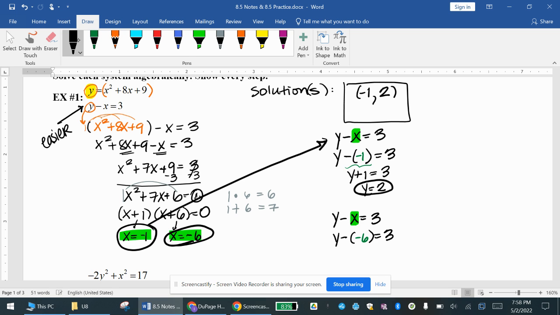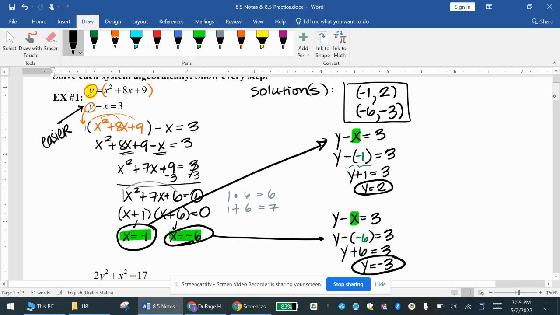When I substituted -6, did you finish the algebra on this? Give yourself a minute to do so if you haven't. Subtract the 6, you get -3. So when I substituted -6, remember that you have to write them in order, alphabetical order, x before y. Okay, so there's 2 solutions there. Remember, you can always pause and rewind the video as needed.